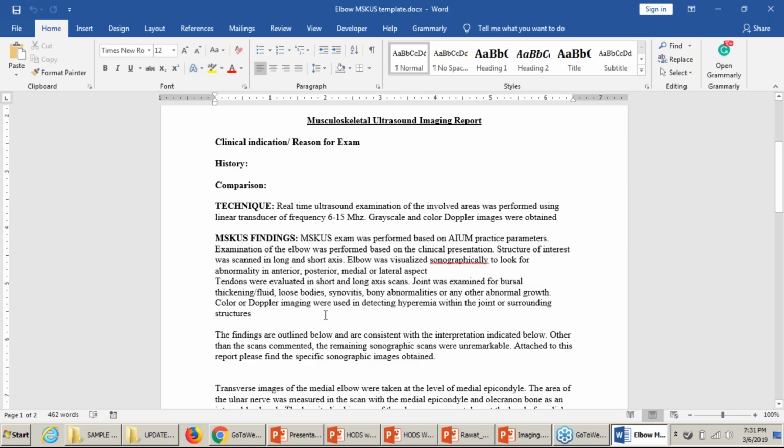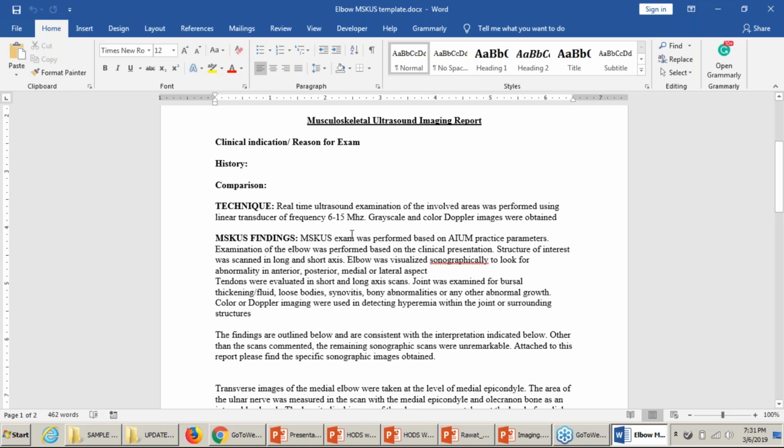the text here, the format that you see here, and again, this template is based on the guidelines AIUM practice parameters. AIUM is American Institute of Ultrasound in Medicine, so it is based on AIUM practice parameters and also based on standards of musculoskeletal ultrasound, an article published in Journal of Ultrasound. So it's based on these two important documents.